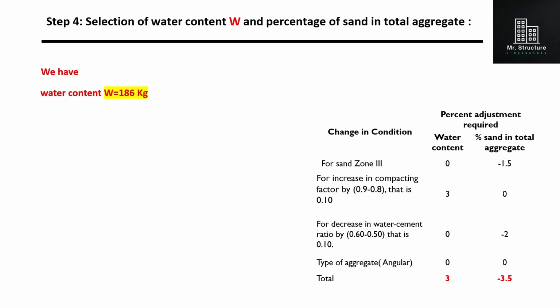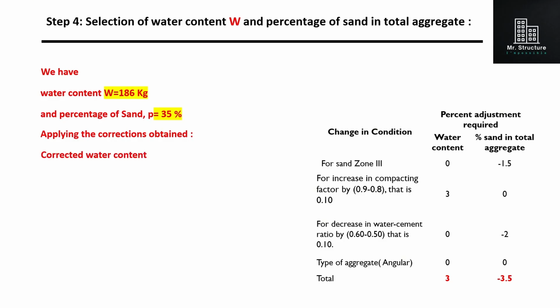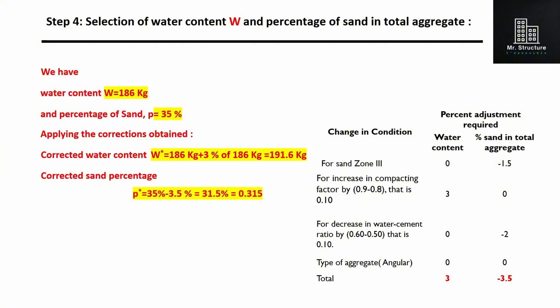We have water content equal to 186 kg and the percentage of sand equal to 35%. Applying these corrections thus obtained, the corrected water content becomes 186 plus 3% of 186, that is 191.6 kg. Similarly, the corrected sand percentage becomes 35 minus 3.5, that is 31.5% or 0.315 as a fraction. This completes step 4.